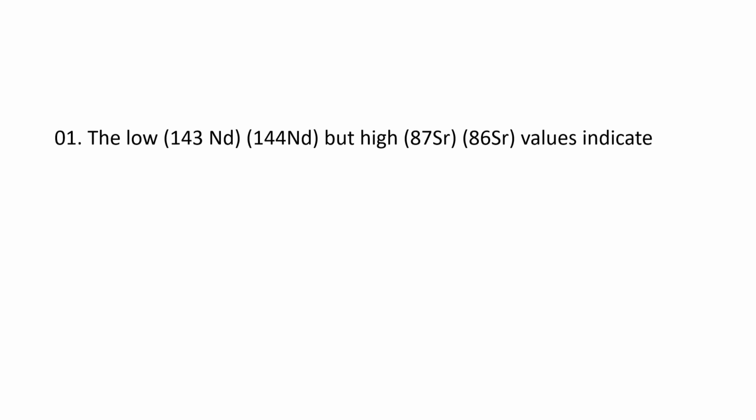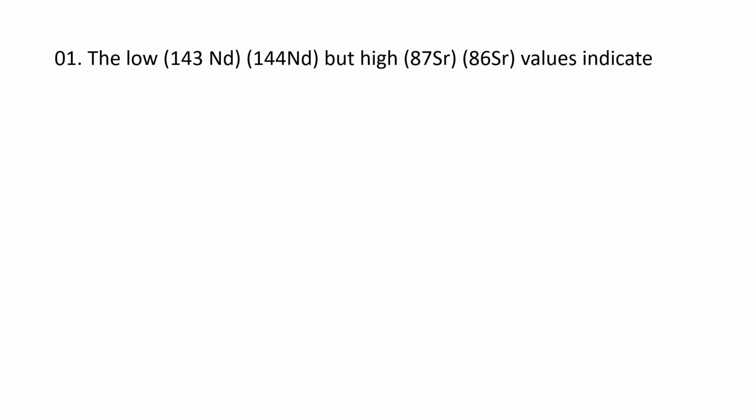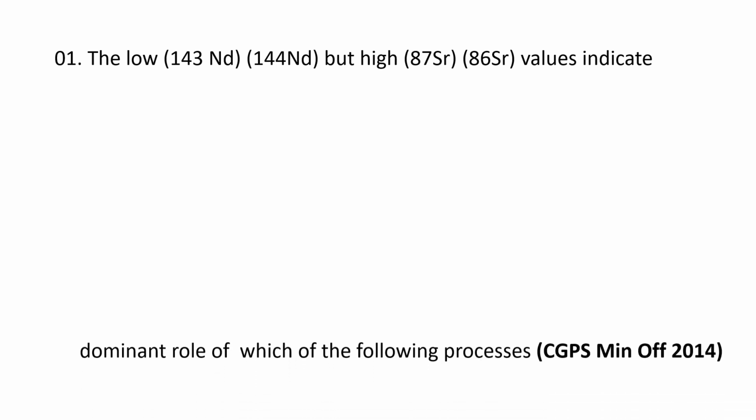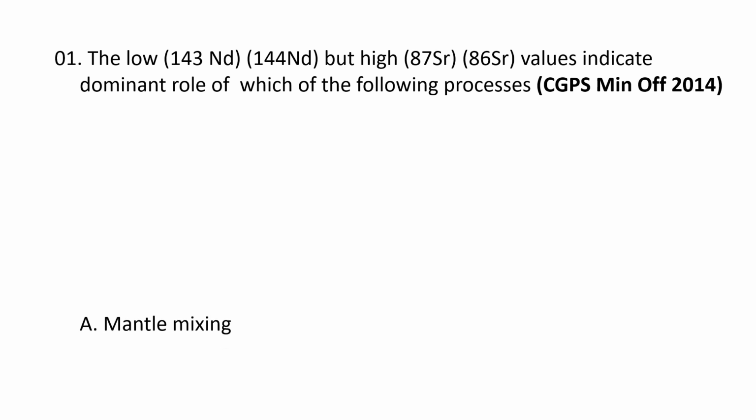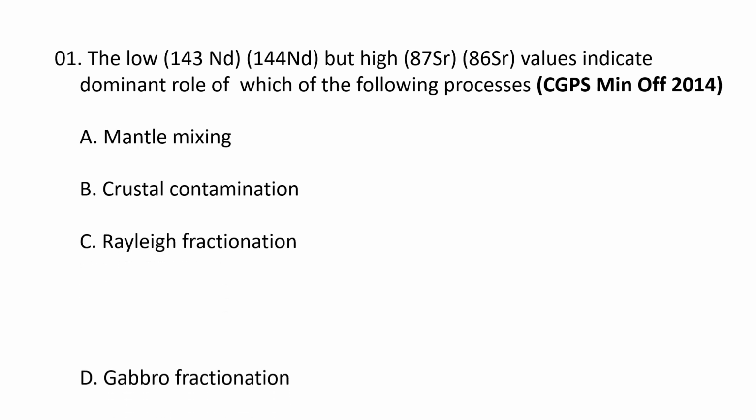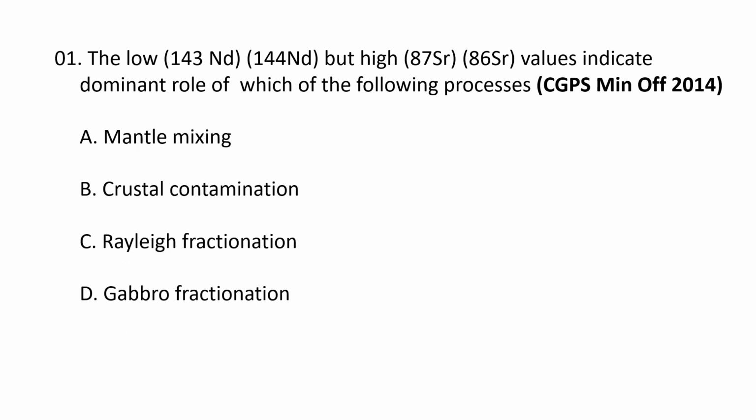The low 143 neodymium to 144 neodymium but high strontium 87 to strontium 86 values indicate the dominant role of which of the following processes? The choices are A. Mantle mixing, B. Crustal contamination, C. Rayleigh fractionation and D. Gabbro fractionation. So the correct answer is crustal contamination.